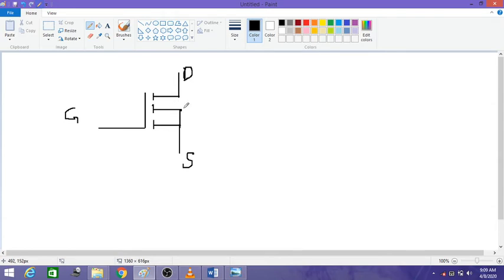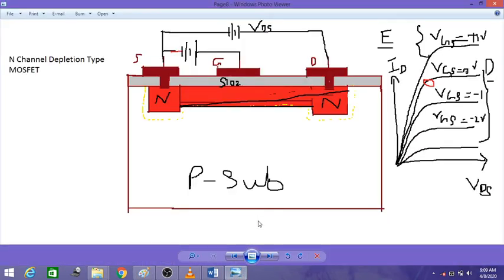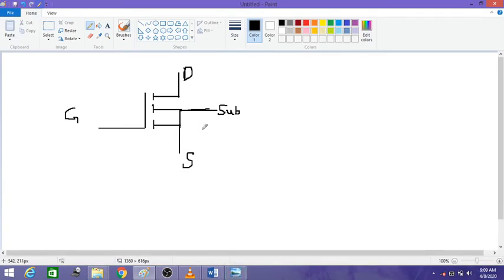There is one more lead to the substrate that we have not shown in the construction diagram. When you see this substrate, there will be one more lead here at this point. In most cases it will be internally shorted to the source, sorry, not to the gate, to the source, so we need not worry about it. So this is the symbolic representation for the N-channel enhancement type MOSFET. Here the arrow mark is inwards.